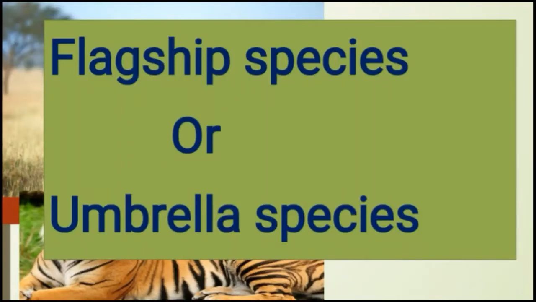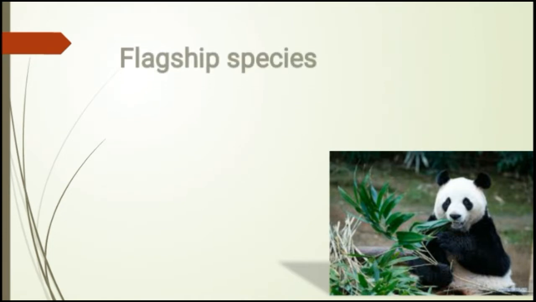Hello guys, today we are going to study these species. First one is flagship, second one is umbrella species, and it comes in the ecological part, and you need to know their special characteristics and their basic differences. So let's see. First one is flagship species.